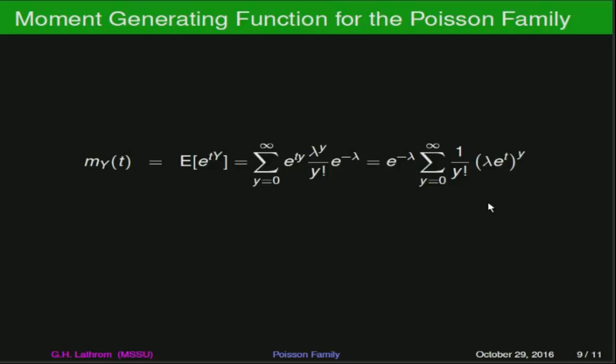And so again, we recognize this infinite series as just being e to whatever value is inside the power. So we have e to the lambda e to the t times e to the minus lambda. So we can put those together, and so our moment generating function looks like e to the lambda times e to the t minus 1.